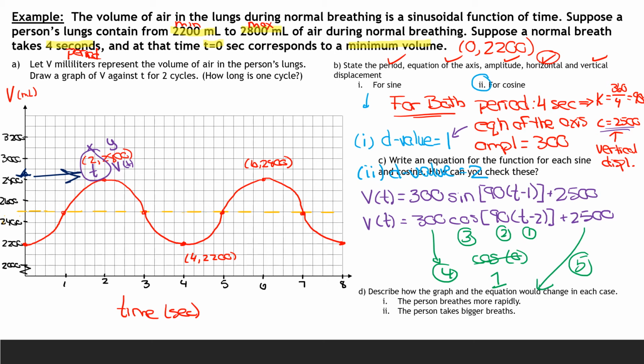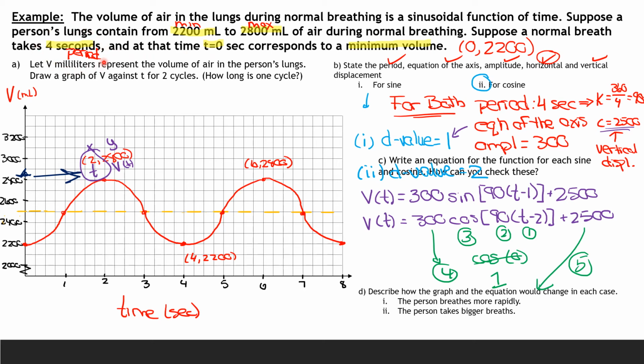And the last question for this example: describe how the graph and the equation would change in each case. So if a person breathes more rapidly, how is this going to change? Assume everything else is the same. They're breathing more rapidly, but nothing else is changing, meaning the maximum and the minimum volume of air is the same. But if they're breathing more rapidly, what's going to change there? So the period would change if they're breathing more rapidly.